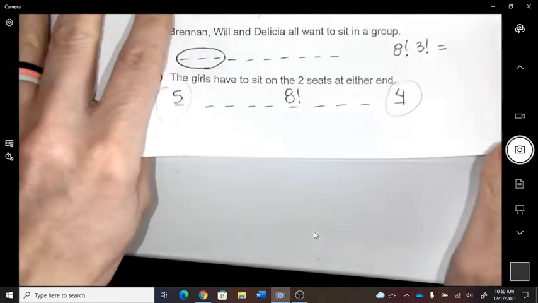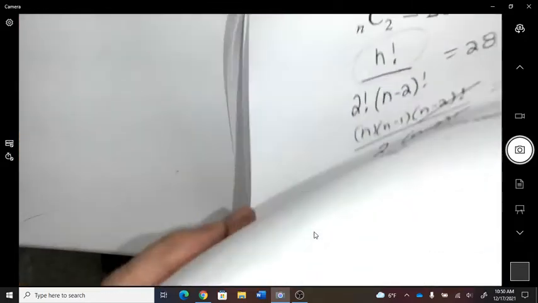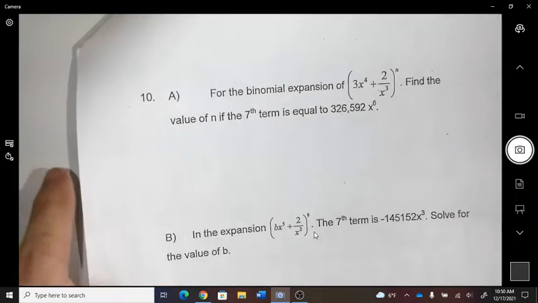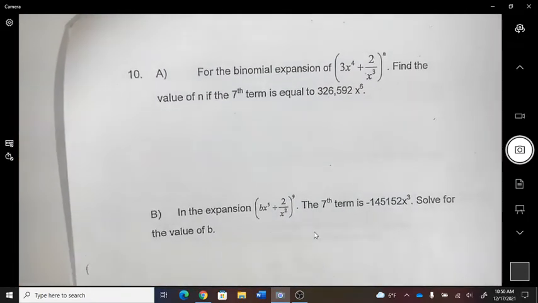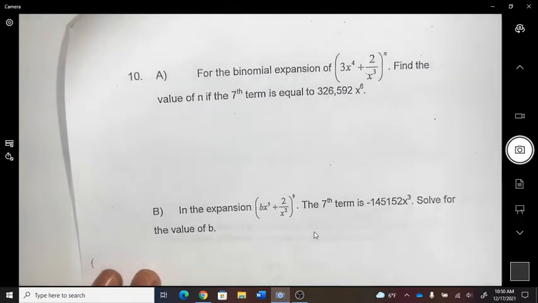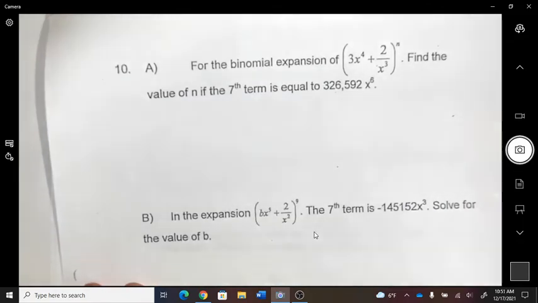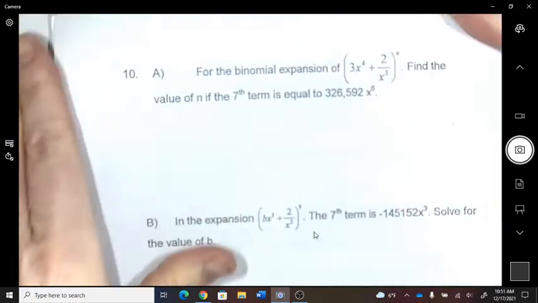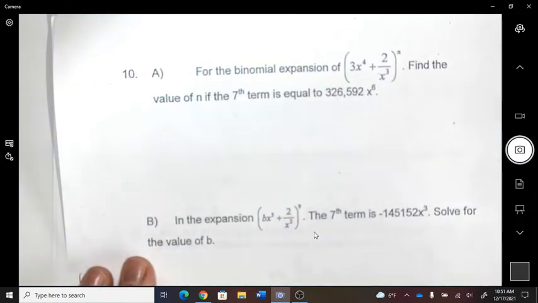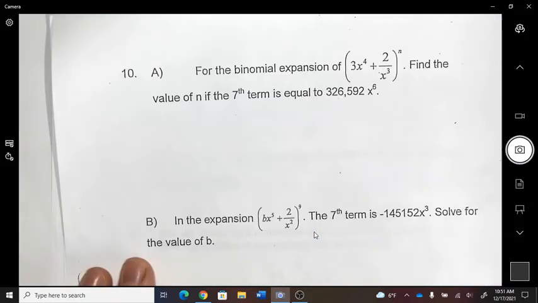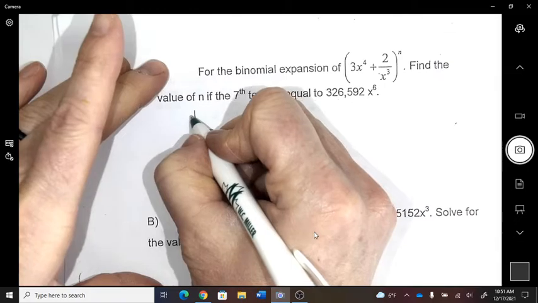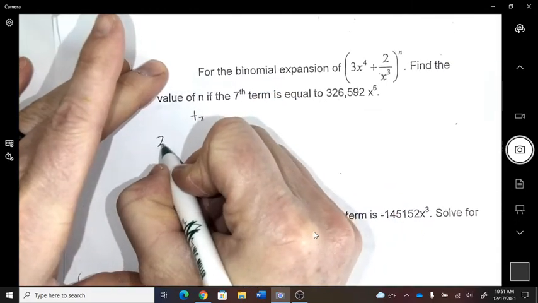Oh, there's another page. I thought I was done. Okay, almost done now. Find the value of n if the 7th term equals that. Okay. So term 7.